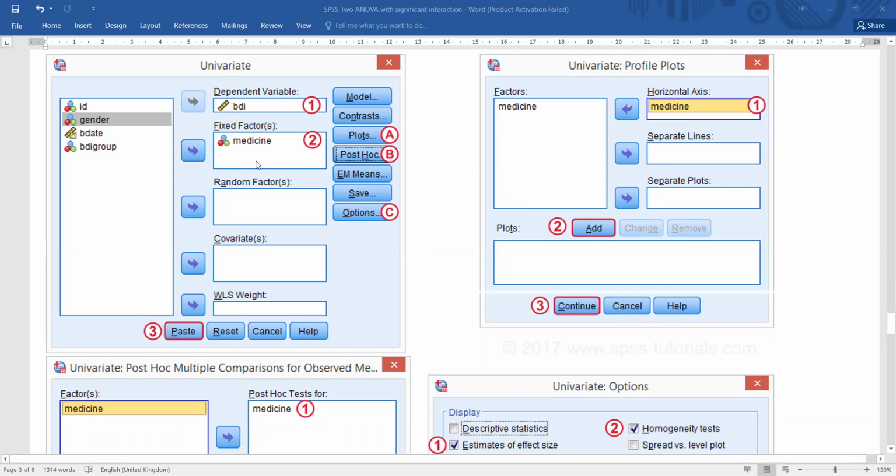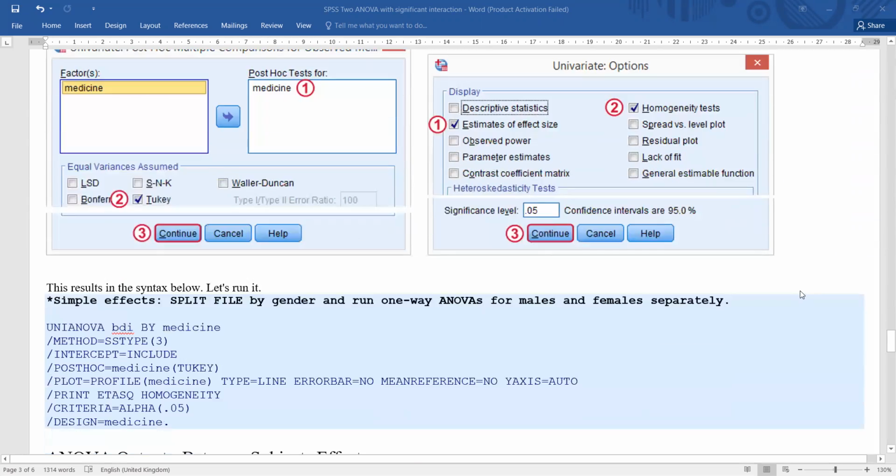BDI and medicine. Only one variable is selected, so the second variable, gender, is eliminated from here. So BDI for medicine, and it is for only one group, either male or female. Once you select it for males, and then again you have to select it for females. So these are the two one-way analyses.